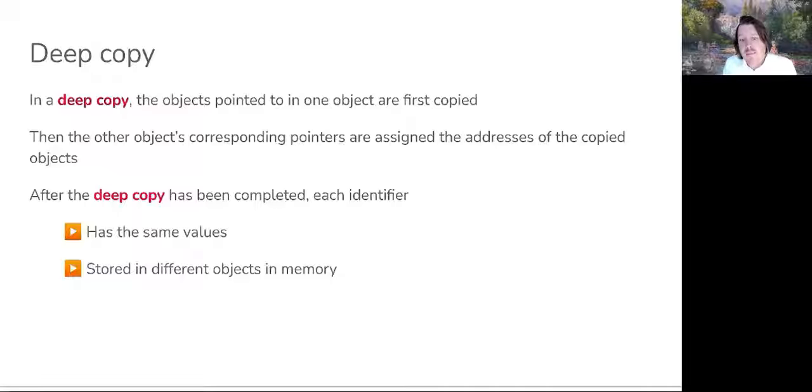So after a deep copy has been completed, each identifier will have the same values for the dynamically allocated object, but stored in distinct objects that each of them is the rightful owner to.